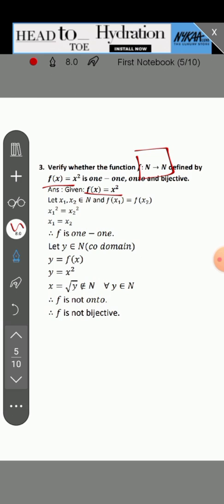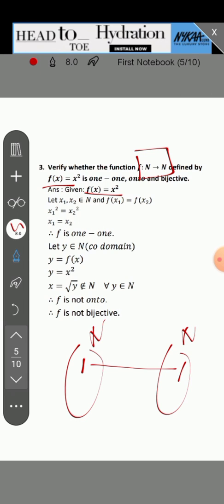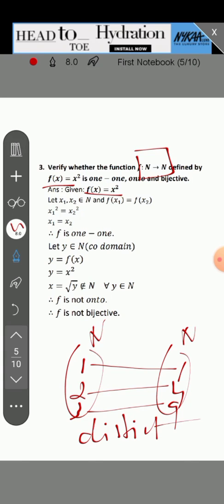And previously I told that f of x is equal to x square is not 1 1, but here it is 1 1 because the considered set is the natural number set. In the natural numbers we don't have minus 1, so 1 will map to 1, 2 will map to 4, 3 will map to 9, and all are distinct mappings. That's why this function is a 1 1 function.